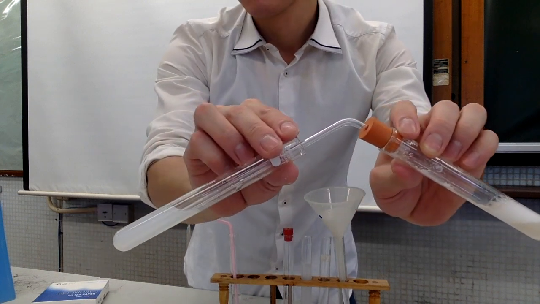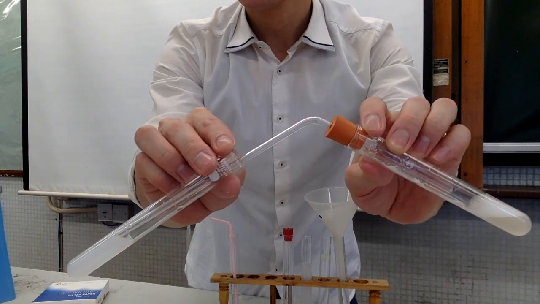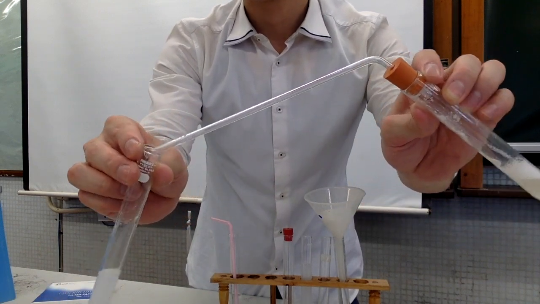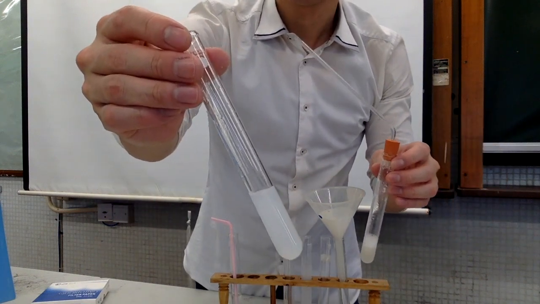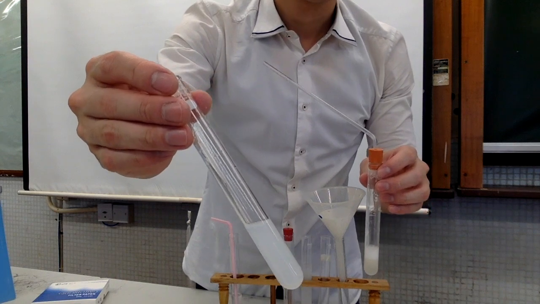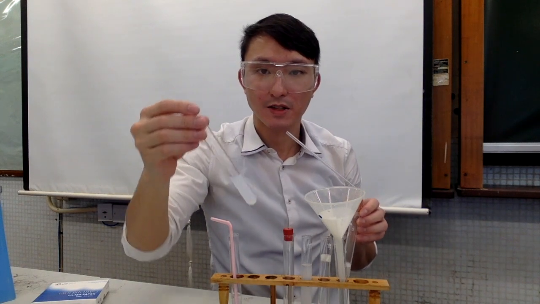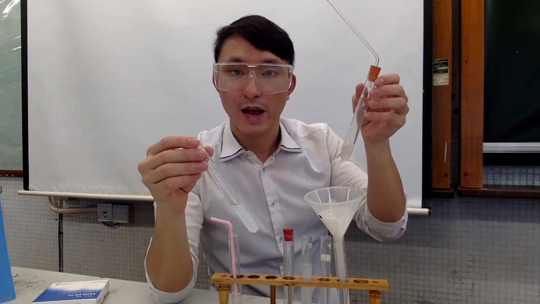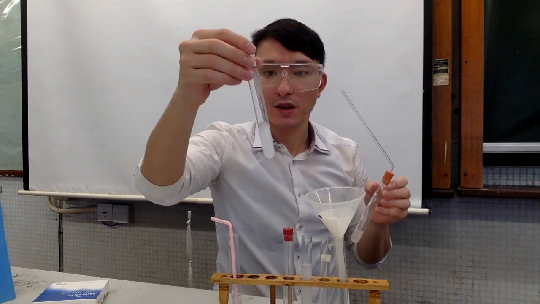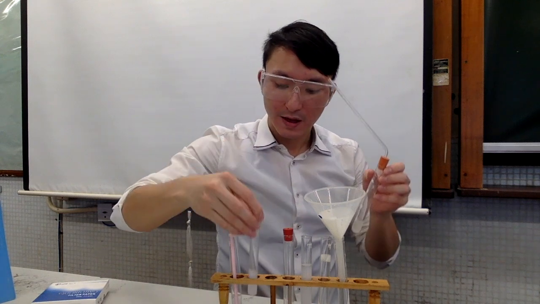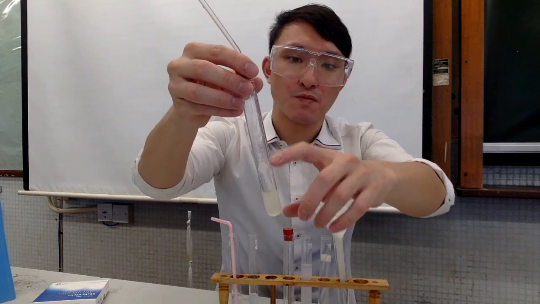All right, now the bubbling has stopped. Okay, so first of all, this one on my right, this is the lime water. Now it turns milky. So what does it tell us? It tells us that carbon dioxide is produced from the reaction between calcium carbonate and hydrochloric acid, which turns the lime water milky.